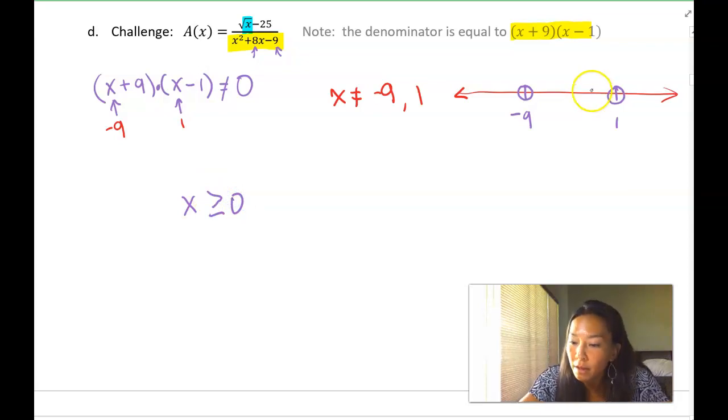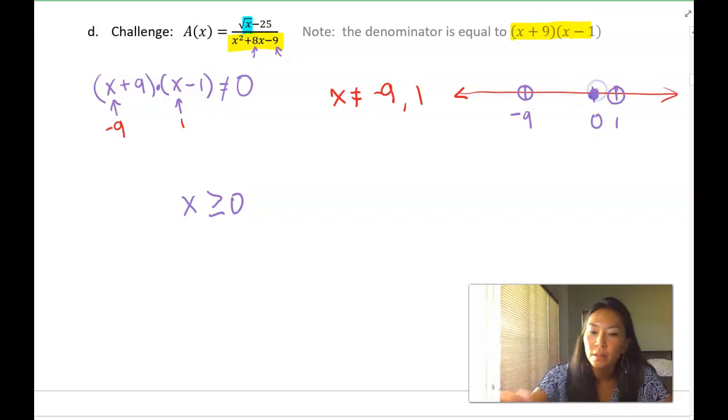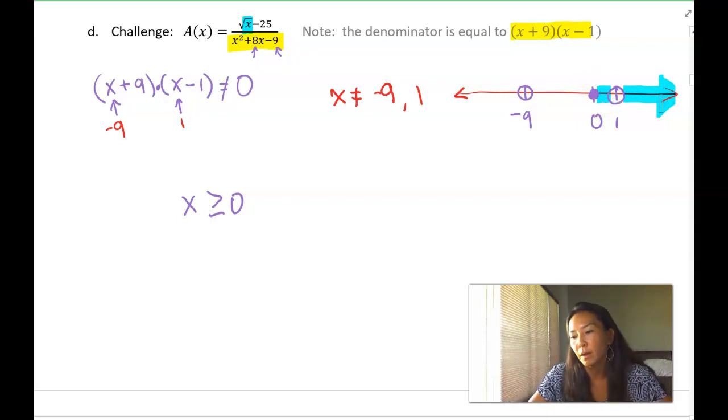So I'm going to mark that here as well. There's a 0, and it can be 0. So I'm going to color it in, and then I'm going to shade the part that's true. So it's all of these values to the right. None of the values to the left of 0 work, including negative 9. In this function, I have the radical that's limiting me to 0 and positive, and then I have pukas on the bottom because I cannot have negative 9 and 1.